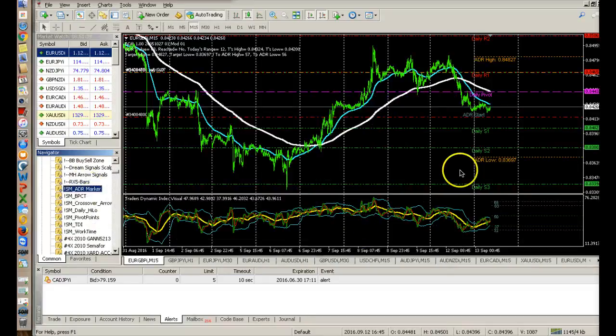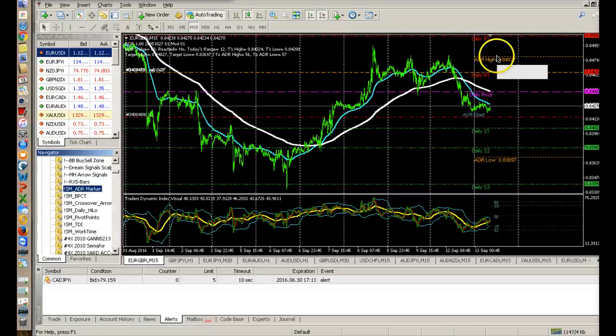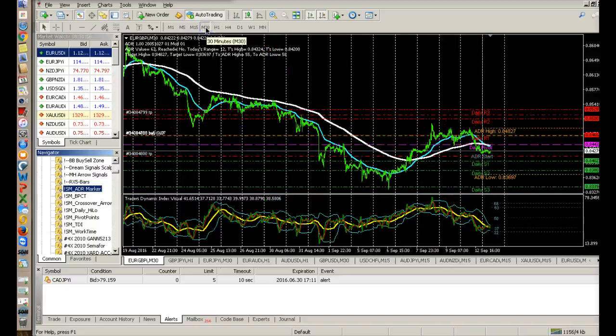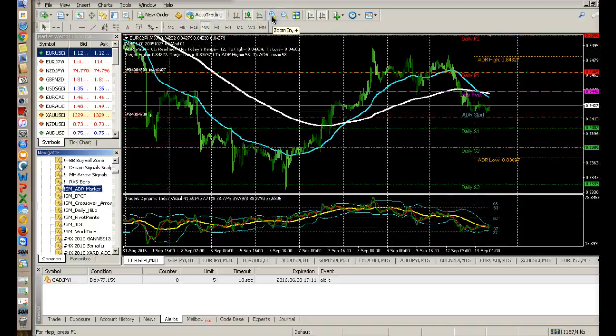All right, ADR. So the average daily range is between here and here. So that means we want to get in somewhere around here. Somewhere around here. All right? So let's put this on the 1 hour chart. So this is a good sell. This is also daily 3. So it could reach down here as well.